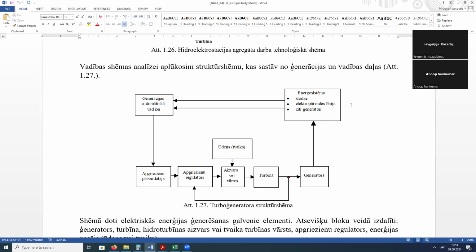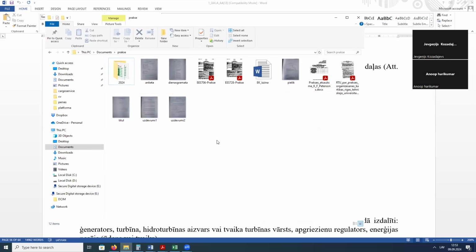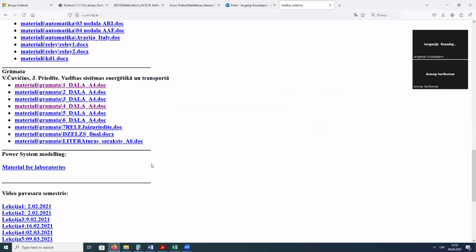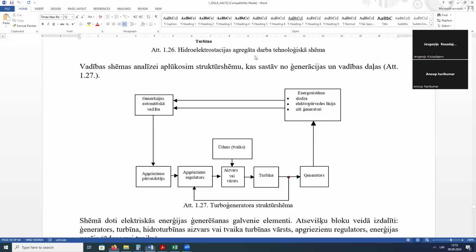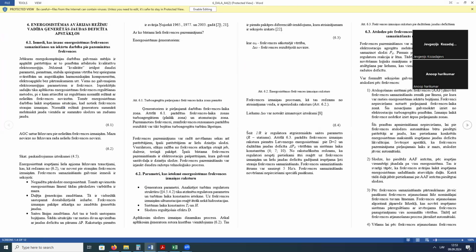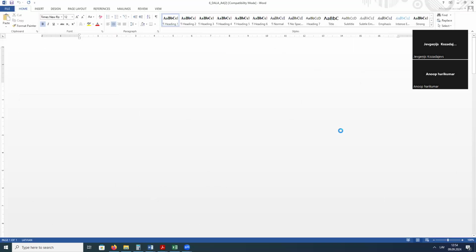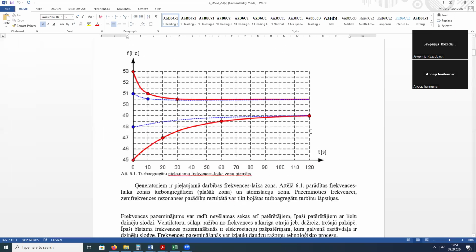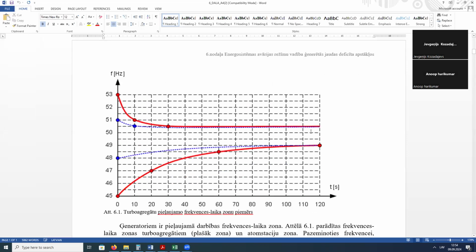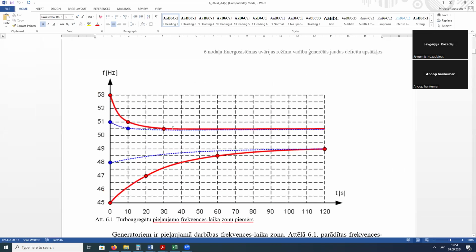But the first question in this case could be, what is the possible deviation for frequency? What frequency is good? What frequency is dangerous? Of course, this will come a little bit later, but I can show you one interesting picture for now. This picture is about the turbo generator and the frequency.